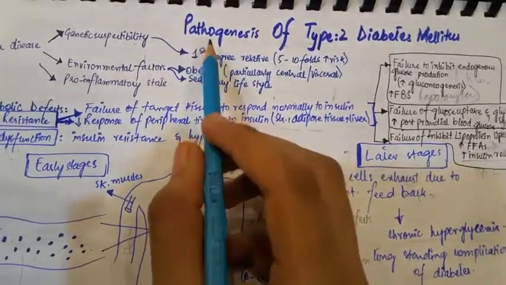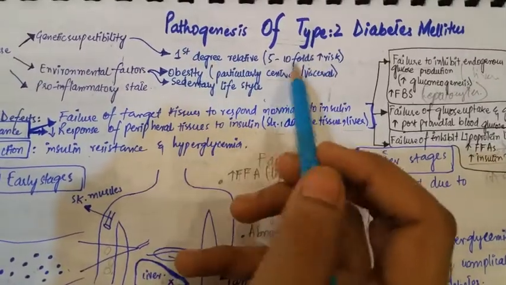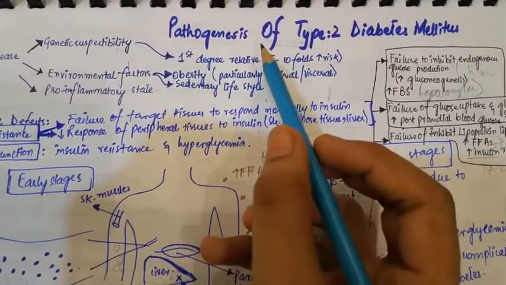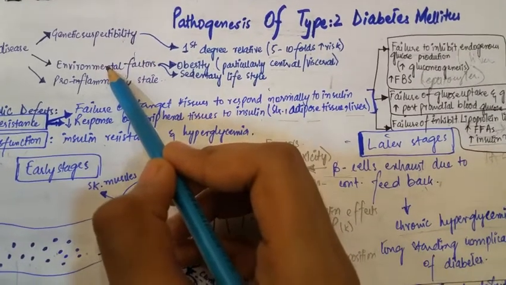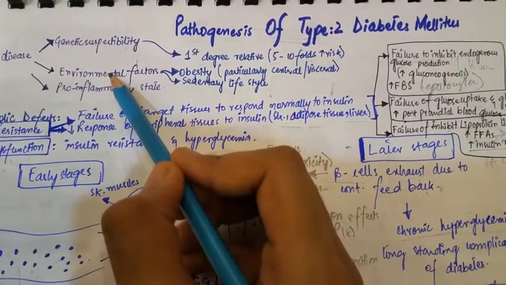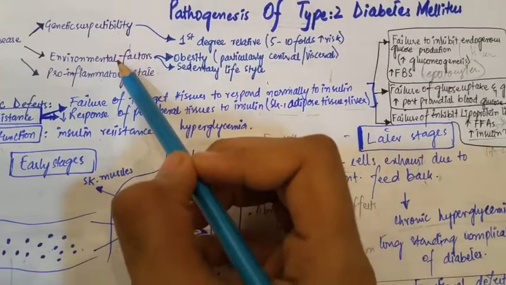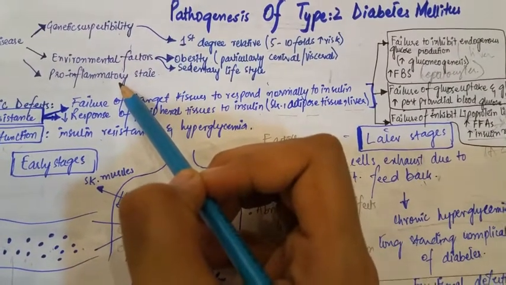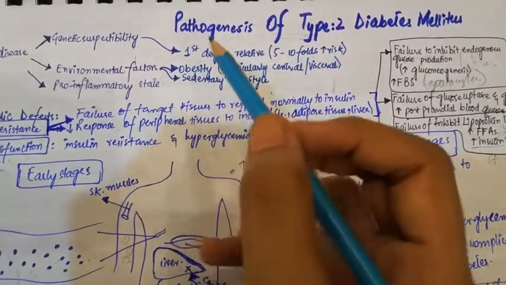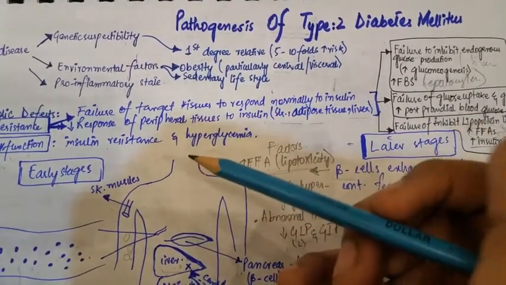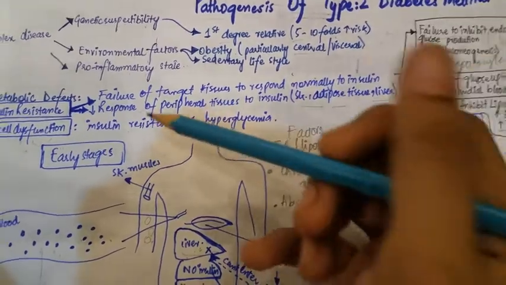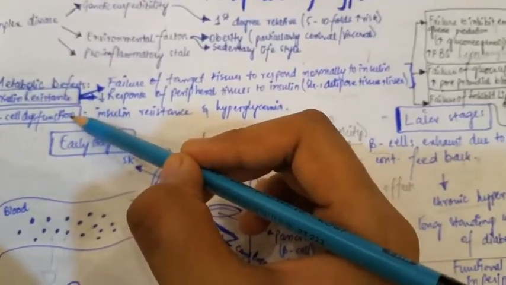Today, I am going to tell you about the pathogenesis of type 2 diabetes mellitus. In type 1 diabetes mellitus, the pathogenesis involves only genetic susceptibility and environmental factors, but in type 2 diabetes mellitus, there is genetic susceptibility, environmental factors, and a pro-inflammatory state. In type 1, only destruction of the beta cells takes place, but in type 2, there is insulin resistance as well as beta cell dysfunction.